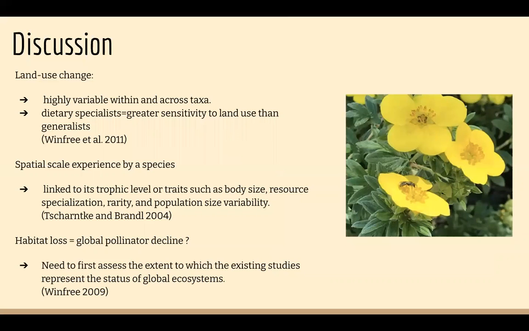I also add that spatial scale experience is different for each species. From previous research, it has been found that it is linked to its trophic level or traits such as body size, resource specialization, rarity, and population size variability. In this study, I found that resource specialization and/or trophic level was often a potential indicator of why certain species appeared more on disturbed land over natural land, and vice versa.